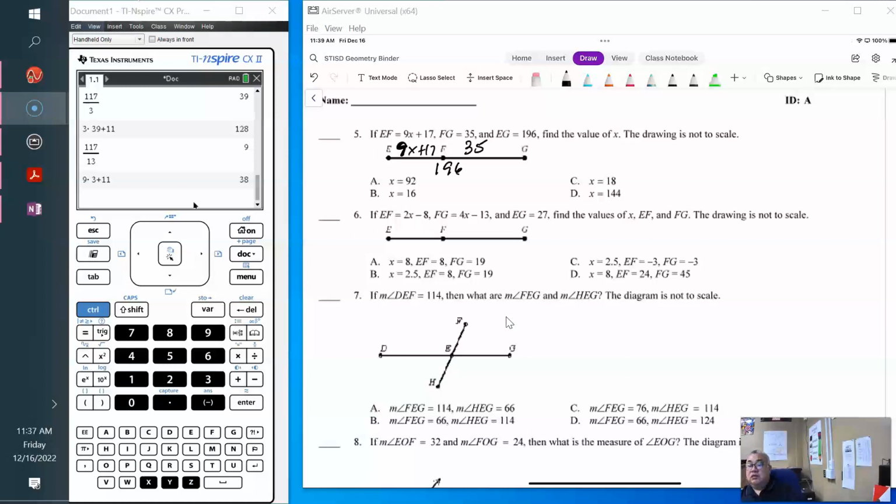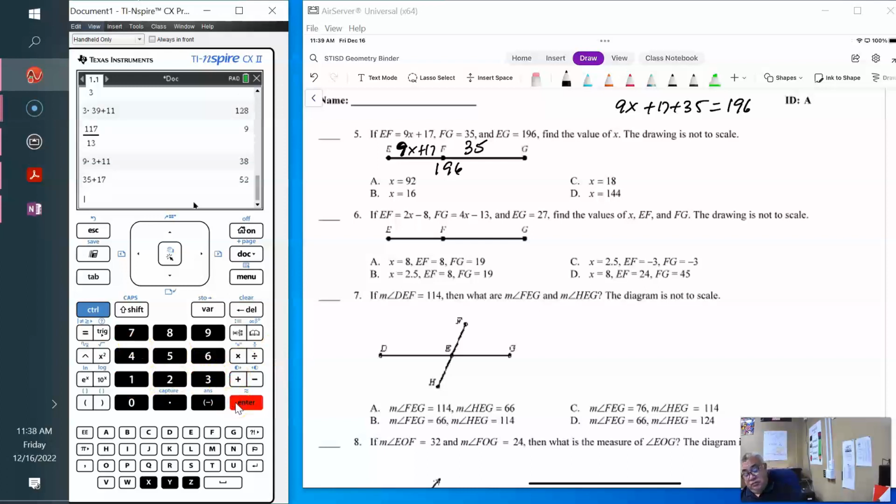Number 5, it says if EF is 9x plus 17 and FG is 35 and EG is 196, so you know it's going to be 9x plus 17 plus 35 equals 196. So you're going to add 35 and 17. 35 plus 17 gives you 52. So we have 9x plus 52 equals 196. And then we're going to subtract 196 minus 52, which is 144.